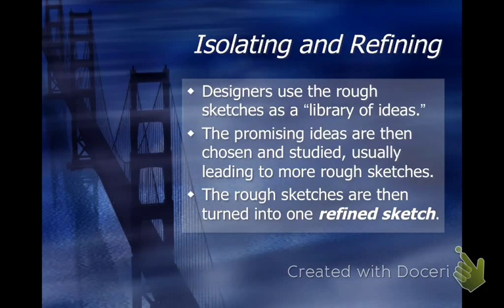Step 2 is we're going to isolate it and refine it. Okay, we're going to take all those brainstormed ideas, which is our rough sketches. We call that the library of our ideas. Then we're going to go through and evaluate each of those, pull the best parts of the brainstormed ideas, and turn it into what we call a refined sketch. That refined sketch is going to be more of a narrow solution of all of our ideas.